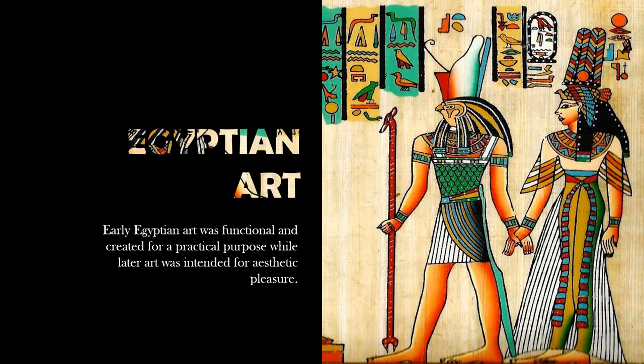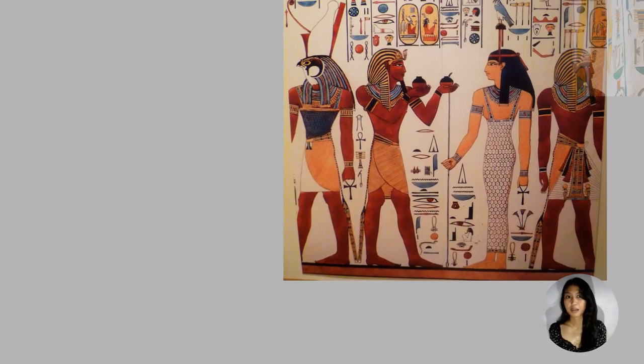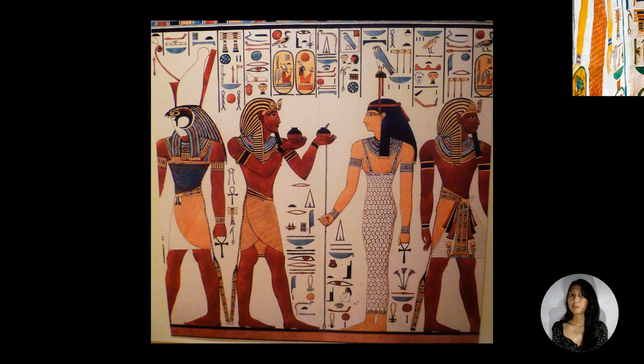Early Egyptian art was functional and created for a practical purpose, while later art was intended for aesthetic pleasure. When an Egyptian artist painted a figure, every body part was shown from its recognizable angle. As we can see from the slide, the face is shown in profile, except for the eye, and the body is shown head-on, but the arm and the leg are twisted back into profile.